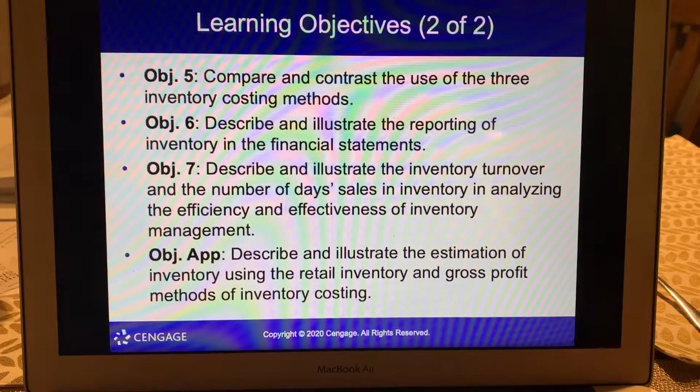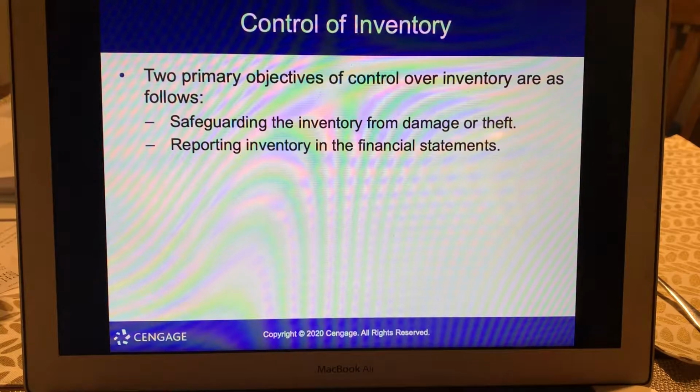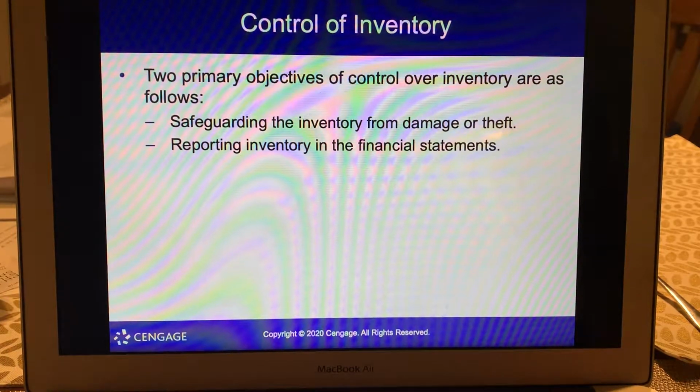Describe and illustrate the reporting of inventory in the financial statements. Describe and illustrate the inventory turnover and the number of days' sales in inventory in analyzing the efficiency and effectiveness of inventory management. And describe and illustrate the estimation of inventory using the retail inventory and gross profit methods of inventory costing. Two primary objectives of control over inventory are as follows: safeguarding the inventory from damage or theft, and reporting inventory in the financial statements.